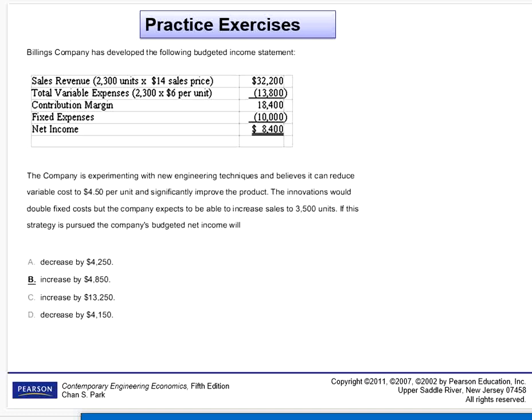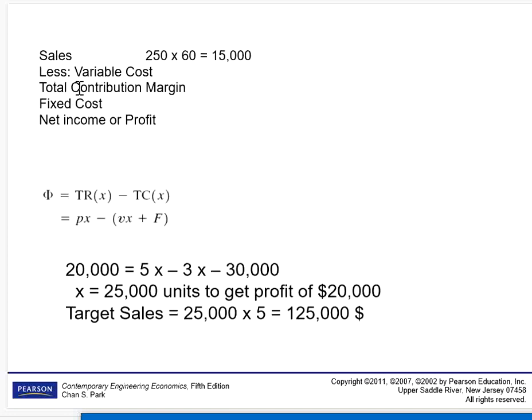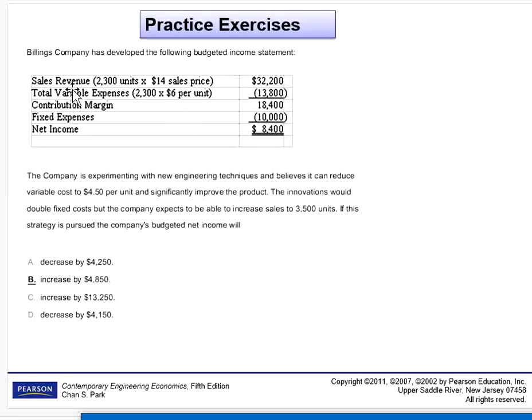Next question is another practice question. Again, we have the following income statement. We call it a contribution margin format income statement, which is similar to this type of income statement, right? It is the same thing here. Sales revenue, which is X times P, total variable cost X times V, contribution margin is 18,400, which is this minus this, right? Fixed expenses are 10,000 and net income is 8,400.